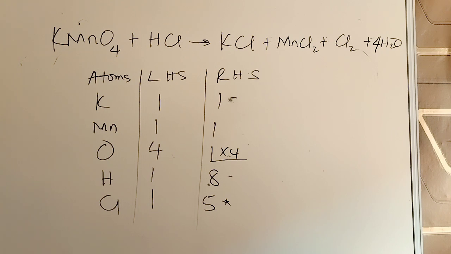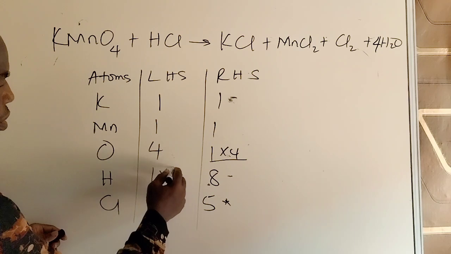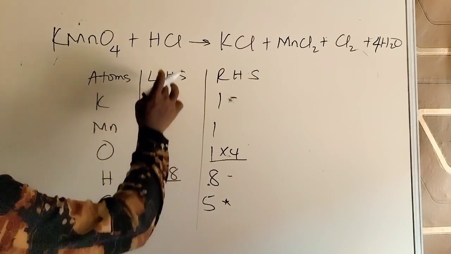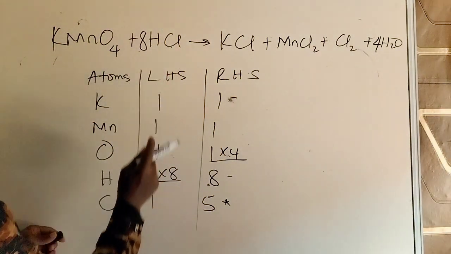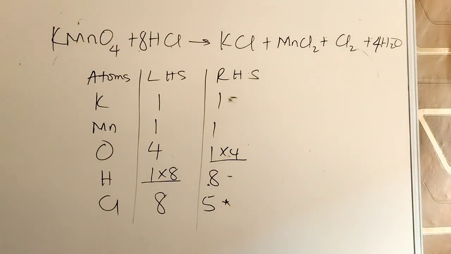Start with any of them. Then let's start with hydrogen. To start with hydrogen, I need to multiply this side by 8. You can see that. The left hand side, locate hydrogen, you put 8 here. That makes chlorine also 8, changing it to 8. So we have balanced potassium, manganese, oxygen, hydrogen, but we have an issue with chlorine.